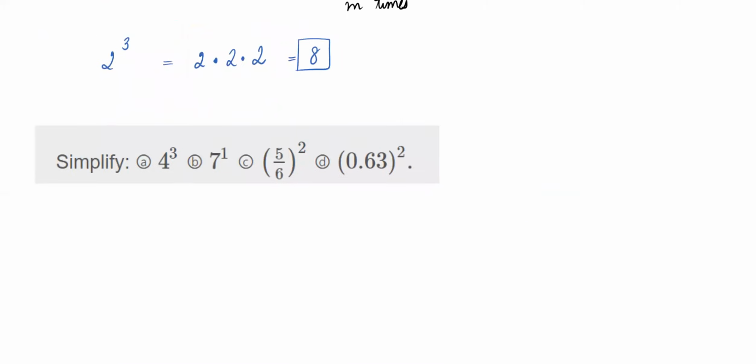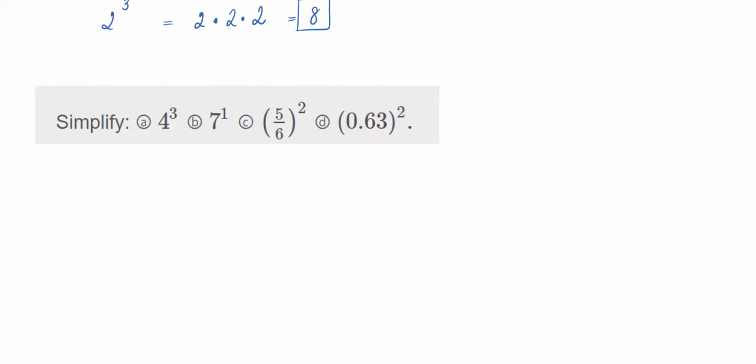Okay, let's do these problems. Simplify. 4 cubed, 7 power 1, 5 over 6 squared, 0.63 squared. We have 4 different problems. Let's take them one by one. Let's look at A. So it's 4 power 3. Let's expand it by definition. The base is 4 and the power is 3. That means my base, 4, gets multiplied how many times? 3 times. That's the information there.